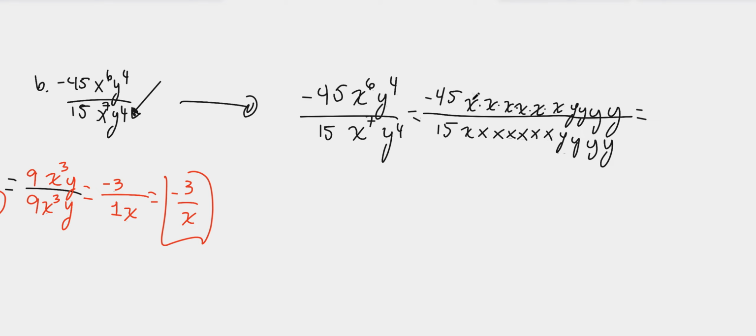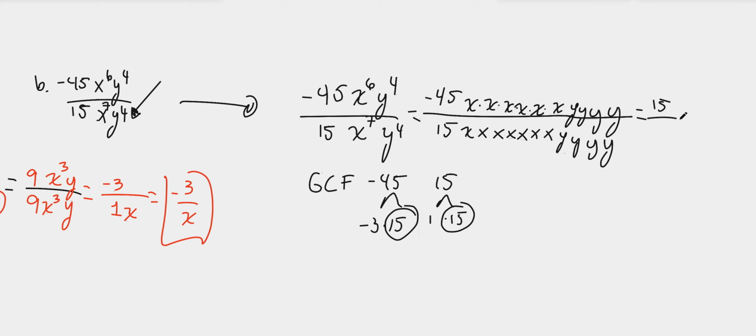Now the questions are the same. What is the greatest common factor of negative 45 and 15? You can do this yourself, but I'm just going to give you what the greatest common factor is. One of the multiples here will be negative 3 times 15, and here, one of the multiples is 1 times 15. And you will find that 15 is in fact your greatest common factor.